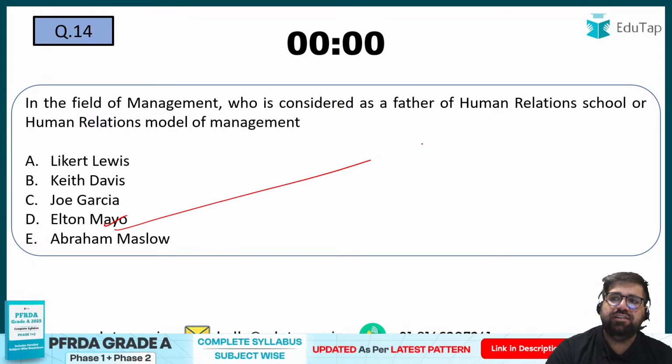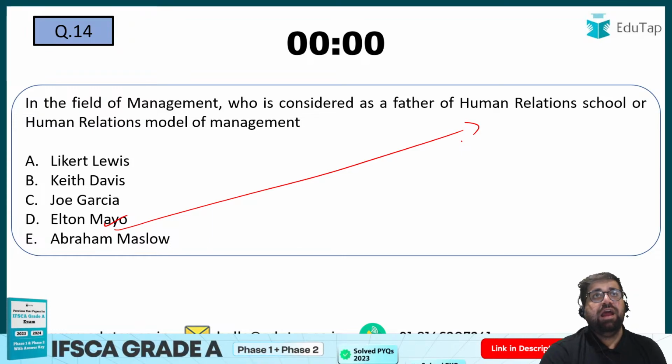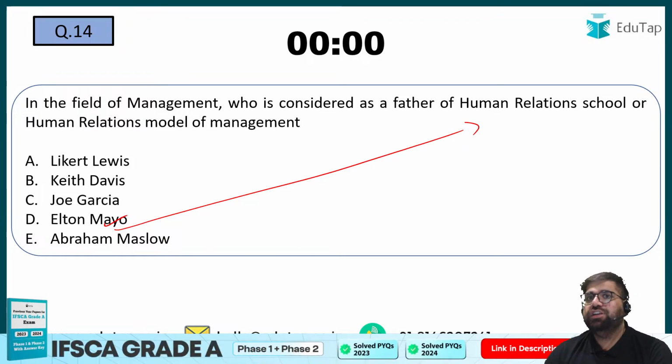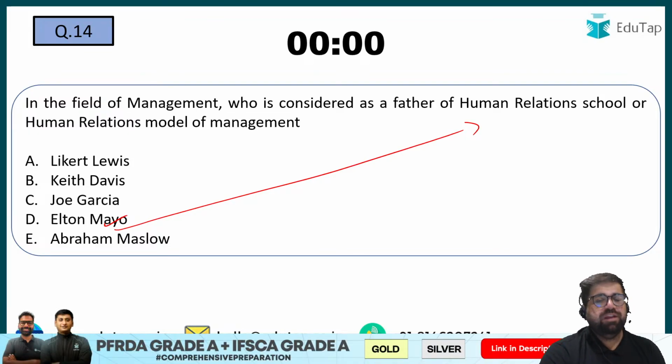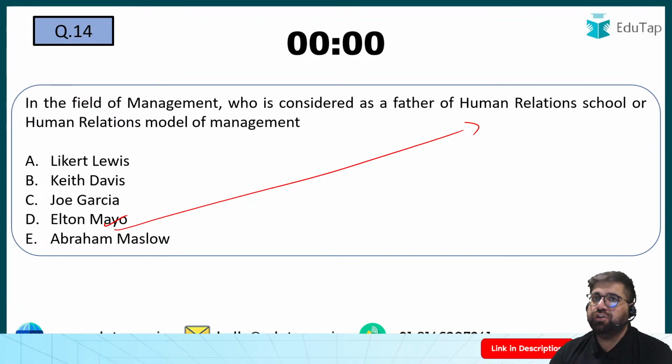Elton Mayo is considered the father of human relation schools. And then there is a person, Chester Barnard, also. Chester Barnard is also associated with one particular school. Can you please let me know the name of that particular school in the chat box or in the comment box?